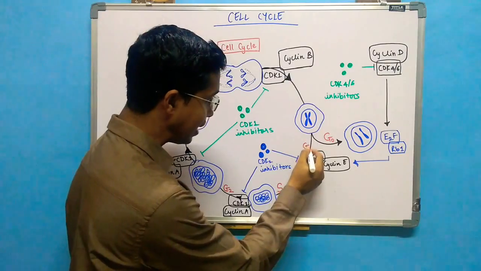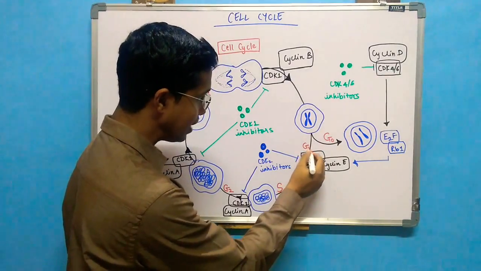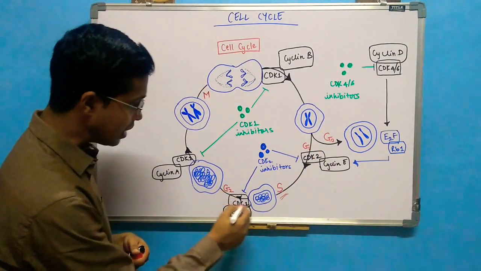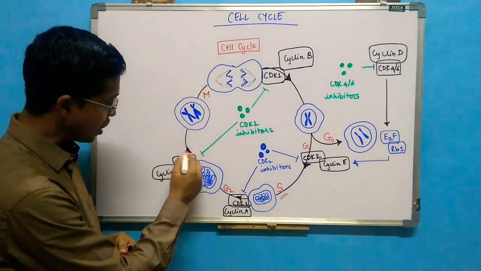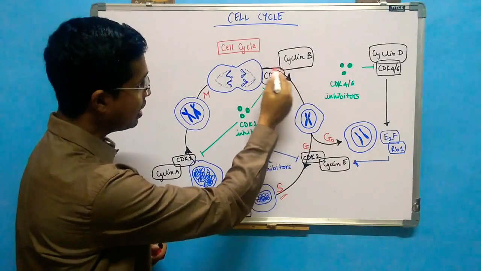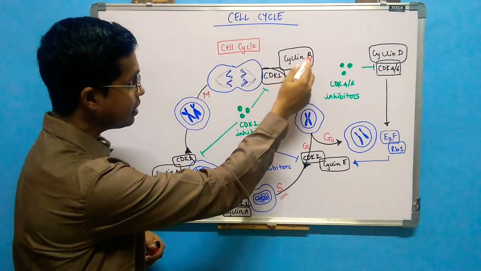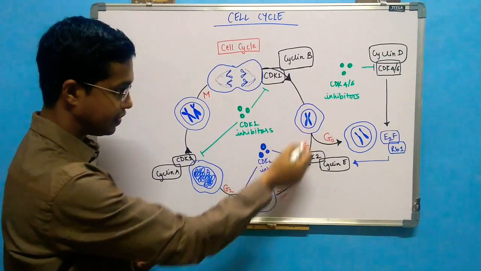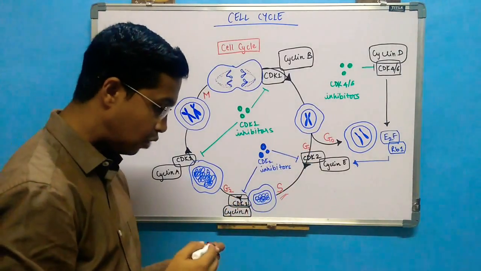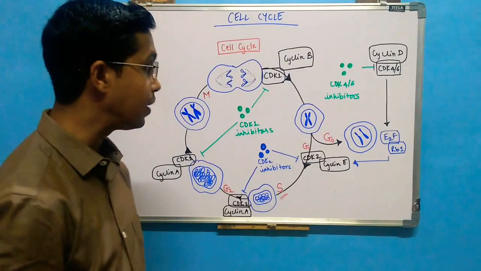This is the first checkpoint at the G1/S phase. Okay, you can see, this is the second checkpoint at the G2/M phase. This is another checkpoint, and this is the last checkpoint at CDK1, between mitosis and G1 phase. Okay, so we'll see how CDK and cyclins work together.